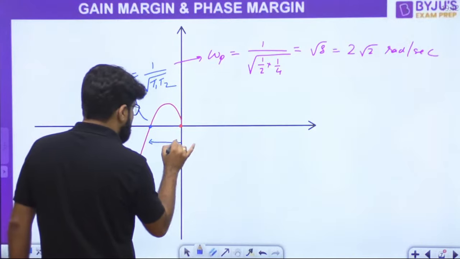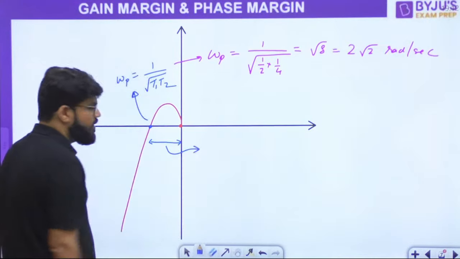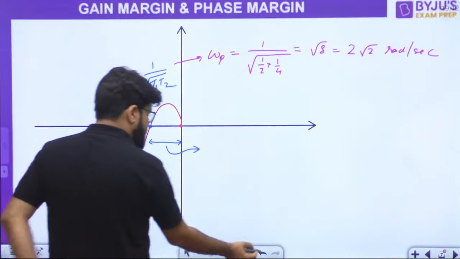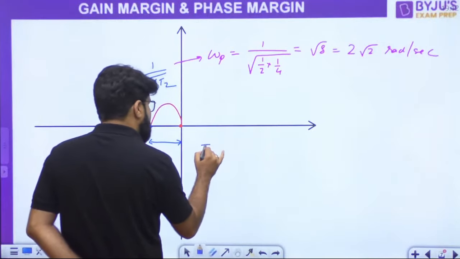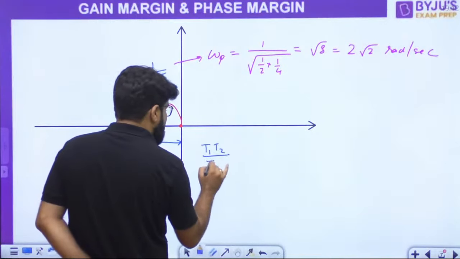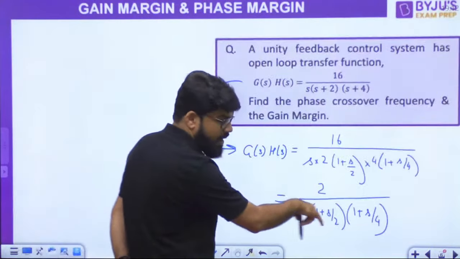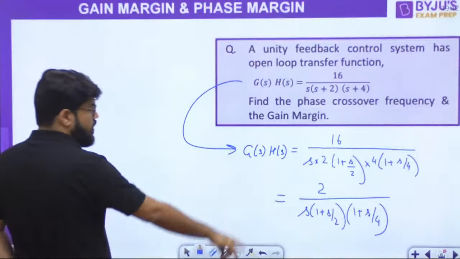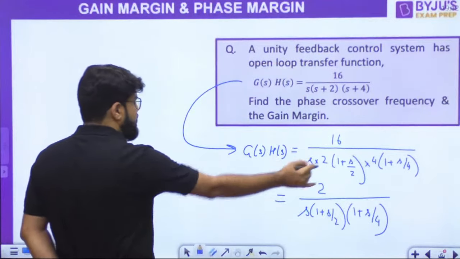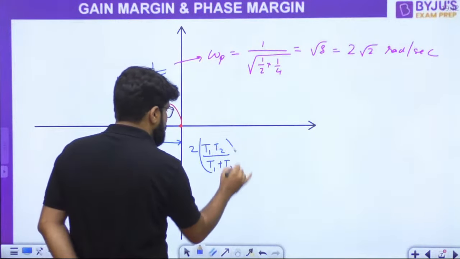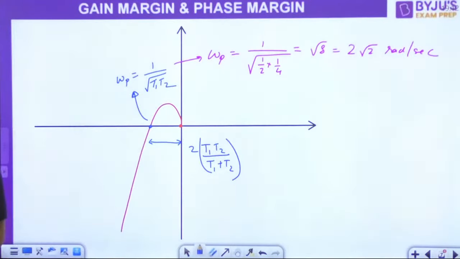And what is the magnitude of the function at this point? See, what was this magnitude, guys? Try to recall everybody. The magnitude was given by the formula T1 T2 divided by T1 plus T2 when the numerator was 1, that is 1 upon (1 plus ST1)(1 plus ST2). But here the numerator is amplified by 2, so the magnitude is amplified by 2. So 2 T1 T2 upon T1 plus T2 will be written here.